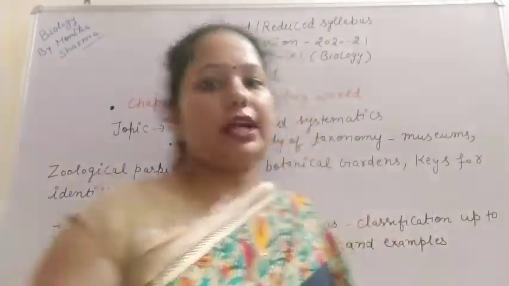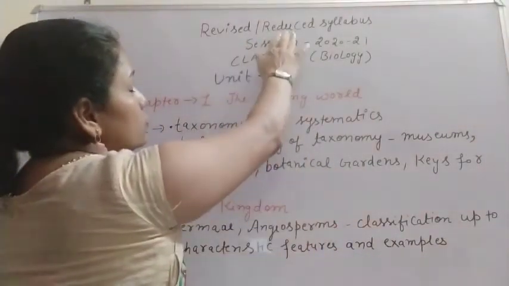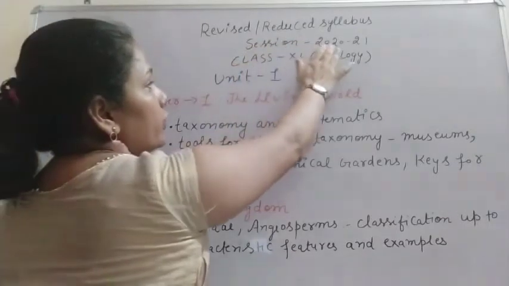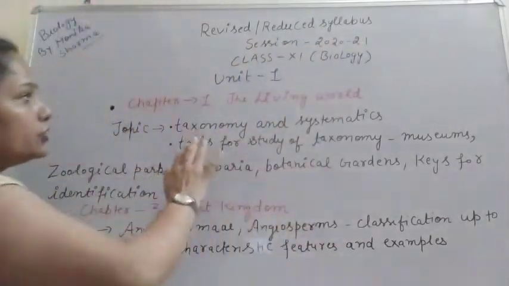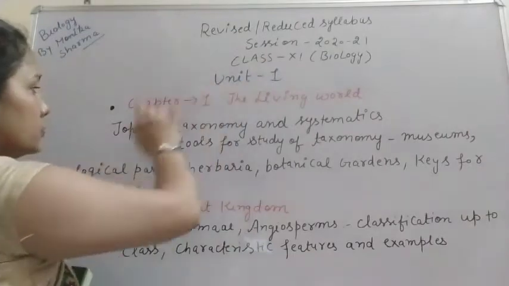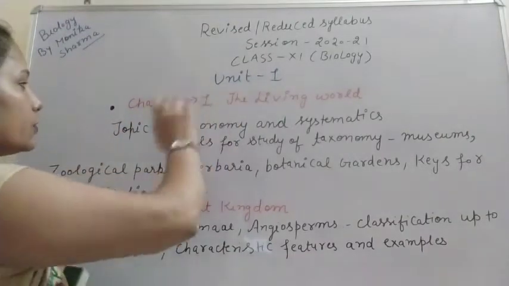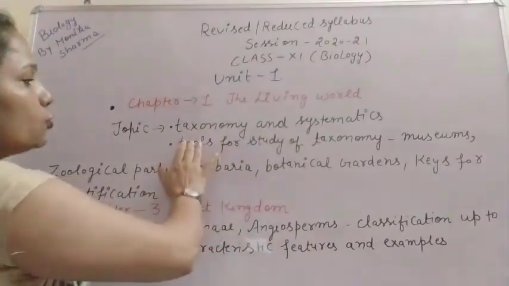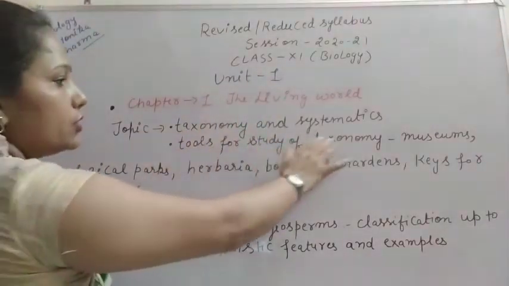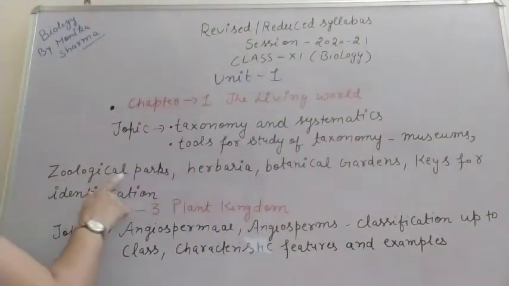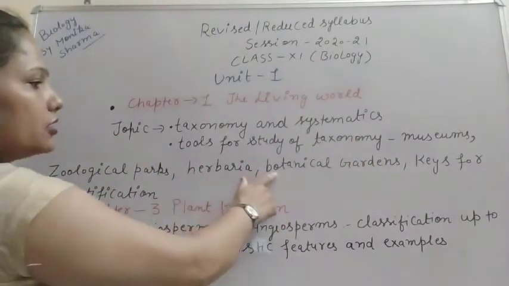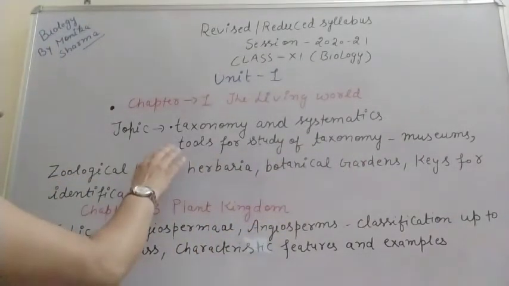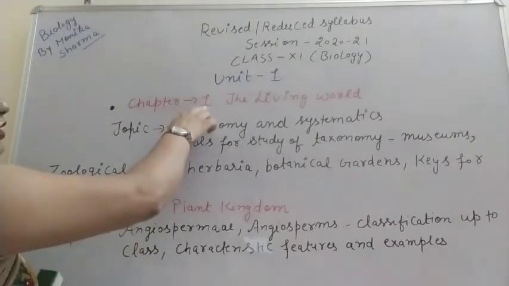Today we will discuss the revised or reduced syllabus of class 11th biology, session 2020-21. So what will be the change? In unit first, the first chapter is The Living World, and in this chapter the topics taxonomy and systematic tools for the study of taxonomy, museums, zoological parks, herbaria, botanical gardens, keys for identification are removed from this chapter first.